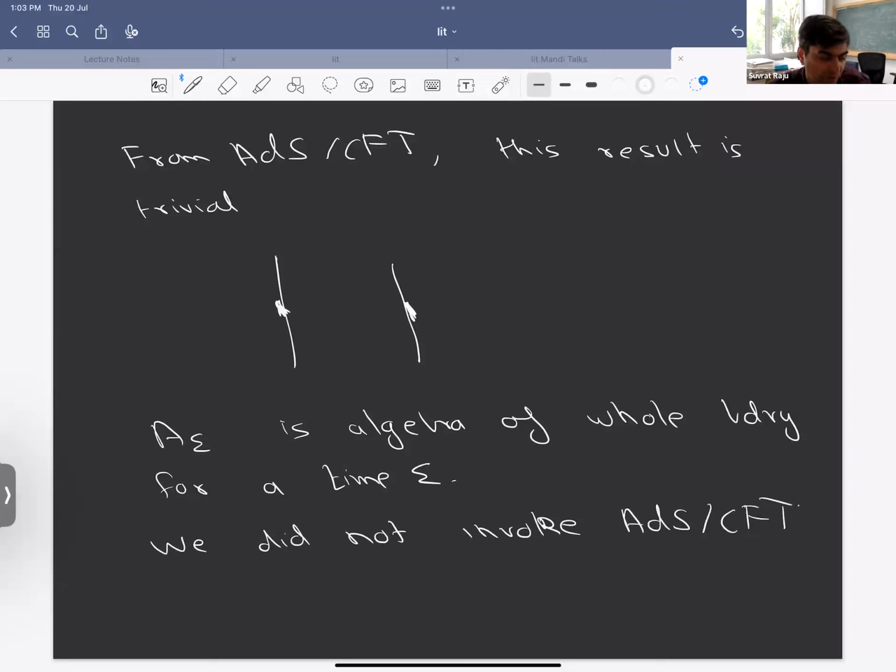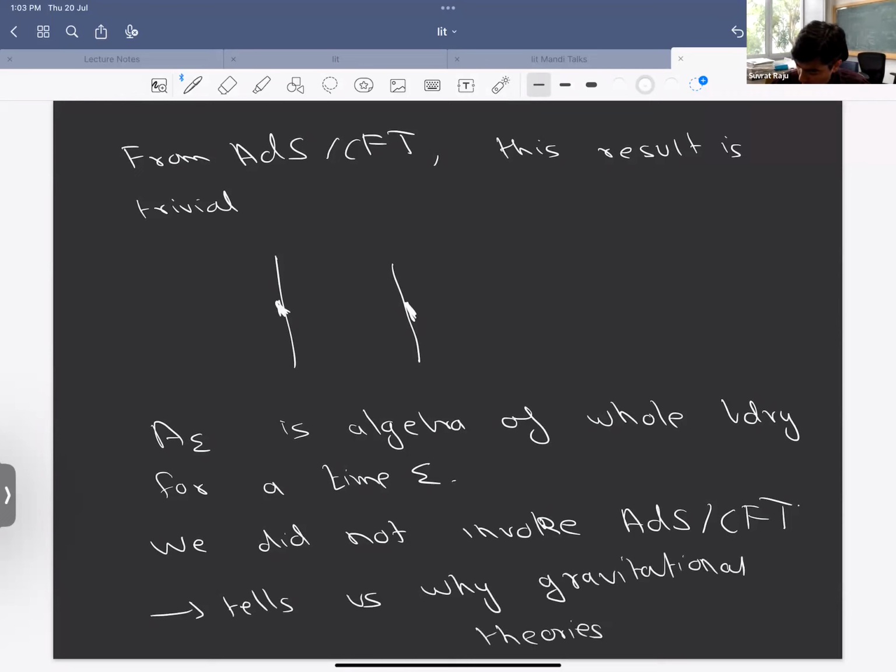So I think this gives us an understanding of why it is that gravitational theories are holographic. Because what we proved right now is that the full algebra of the theory lives at the boundary. So this tells us why gravitational theories are holographic. It's true that if you assume AdS/CFT, this would be true, but we didn't invoke AdS/CFT in proving this.